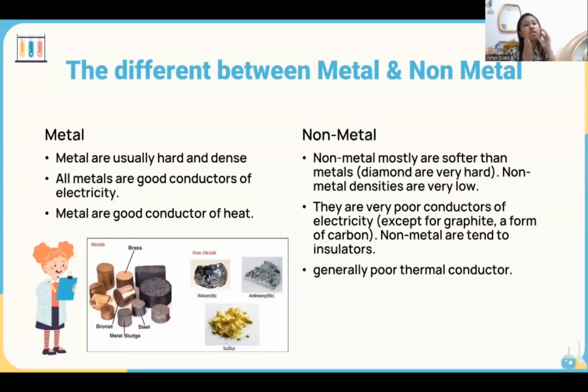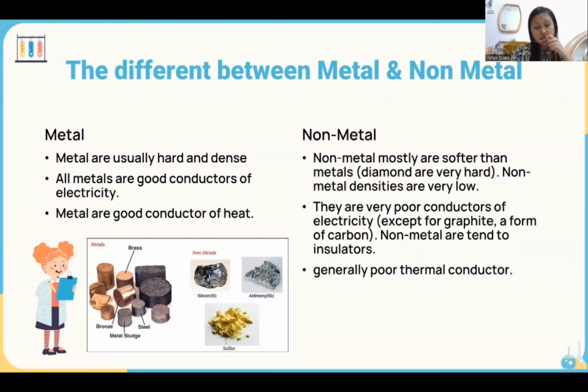So I'm going to tell you the difference between metals and non-metals. Metals are very common, of course, but what is the difference? So metals are usually hard and dense, and all metals are good conductors of electricity. And metals are good conductors of heat. Examples are brass, bronze, metal sludge, steel, and others.